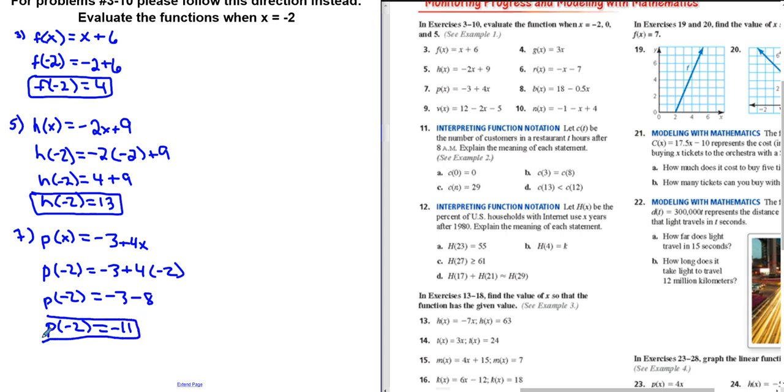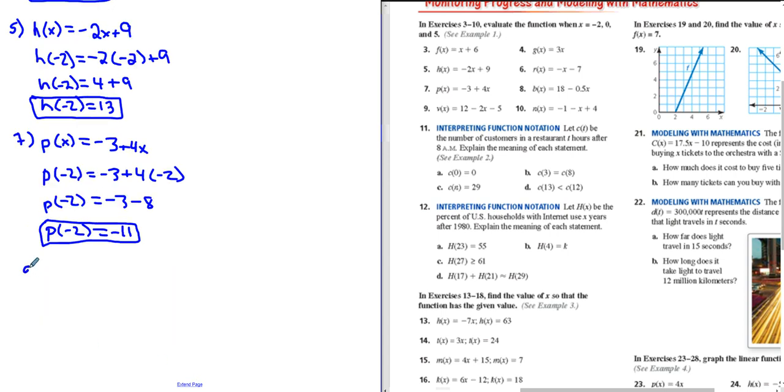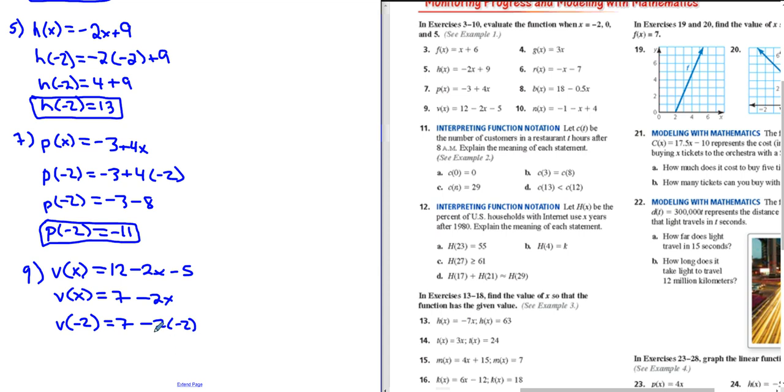Number 9 is the last one in this little section here. So it's v of x, so function v of x is 12 minus 2x minus 5. This one has some like terms in it. I'm going to simplify that right away. v of x is 12 minus 5 is 7. So I have 7 minus 2x. Now I'm going to evaluate that function for negative 2. Multiply the negative 2's, you get a positive 4. So v of negative 2 is 7 plus 4, which is 11. So v of negative 2 is 11.